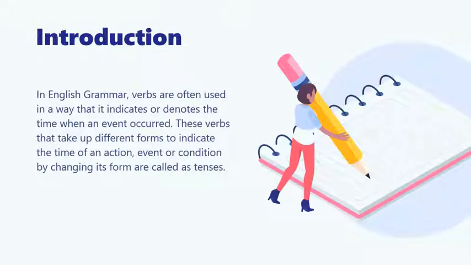Today we are going to learn about tenses. In English grammar, verbs are often used in a way that indicates or denotes the time when an event occurred. These verbs that take up different forms to indicate the time of an action, event, or condition by changing its form are called tenses.